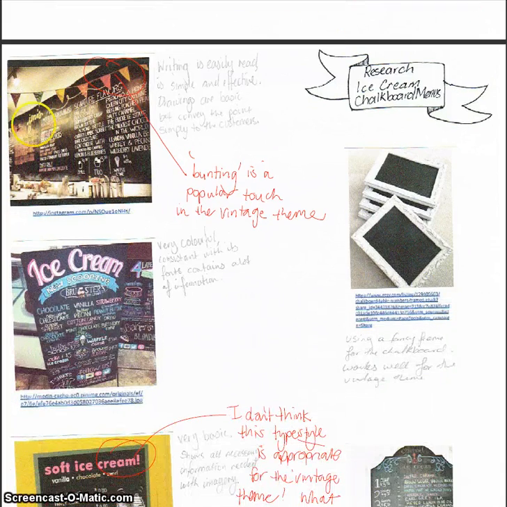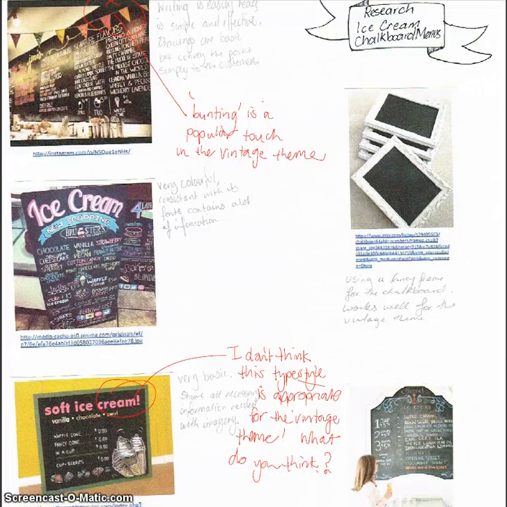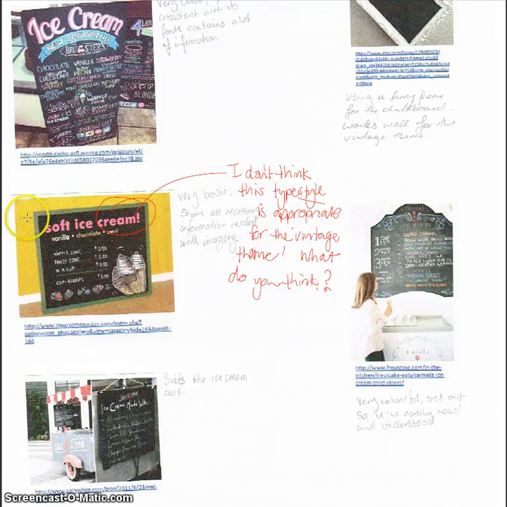Other things too, this use of bunting is really popular with vintage style graphics. And I just thought this is interesting, this chalkboard. I love that you've got the chalkboard examples here, but looking at this typeface, it really doesn't sort of suit the vintage style, does it? It's all lowercase, quite a sort of bold, fat, rounded typeface.